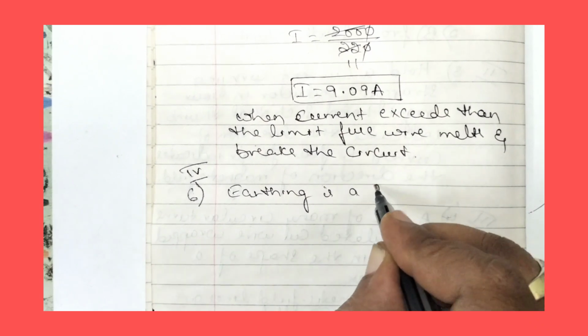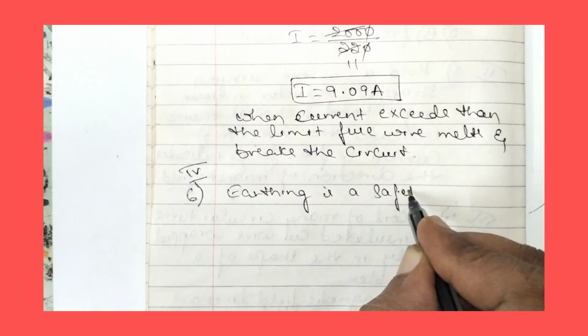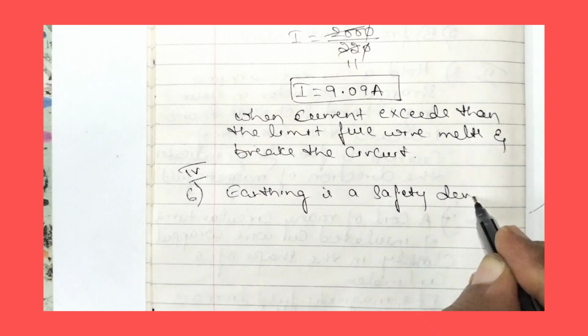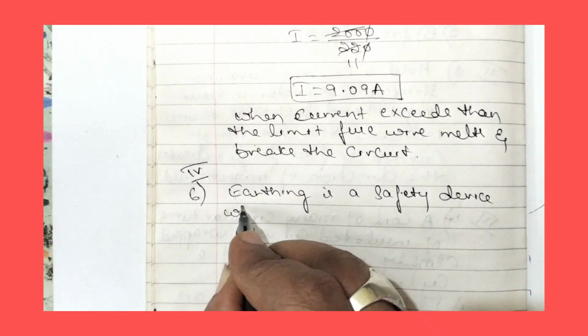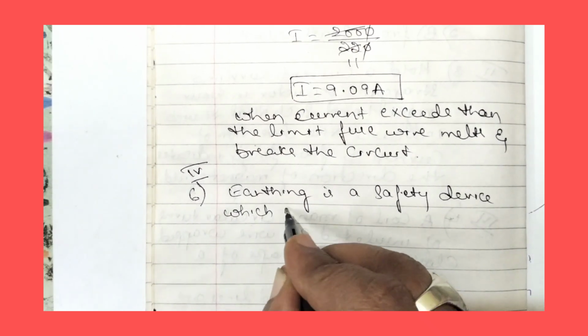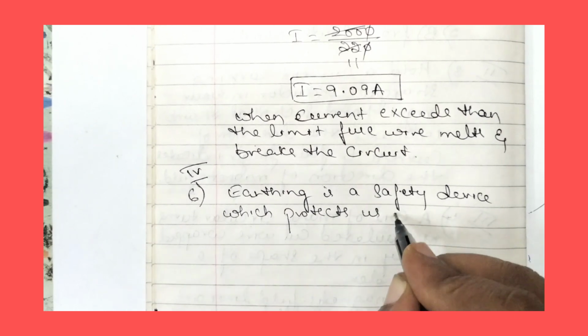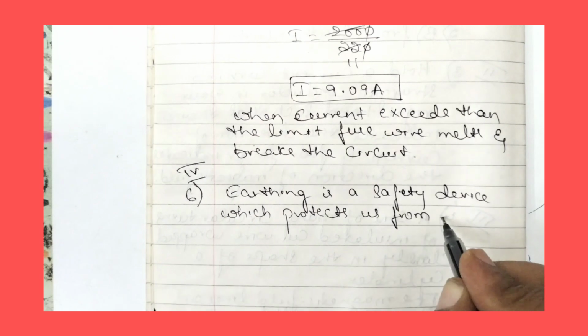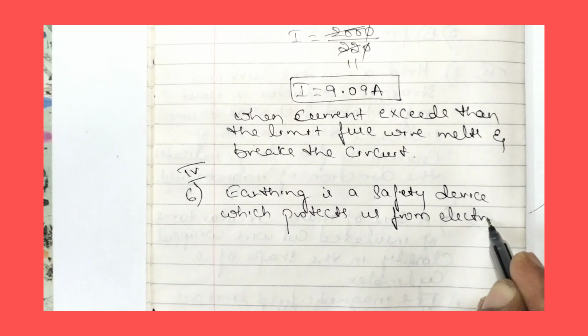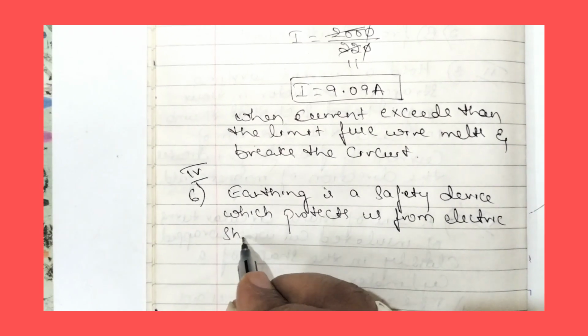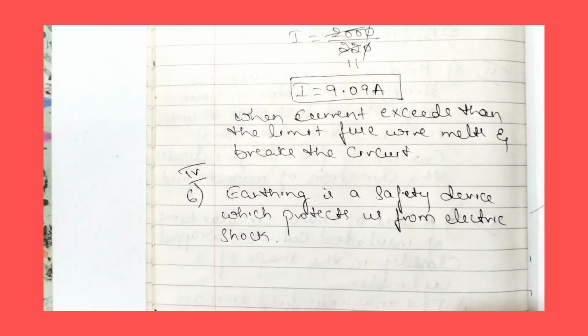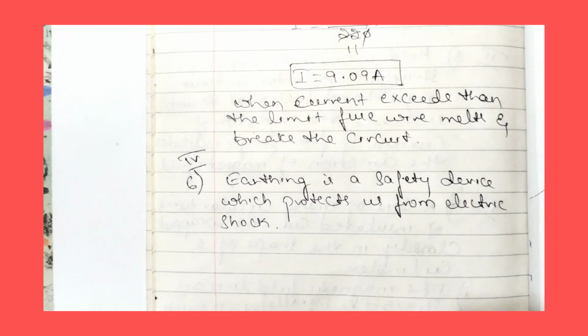Earthing is a safety device which protects us from electric shock. Electrical appliances having a metallic body are connected to the earth wire.